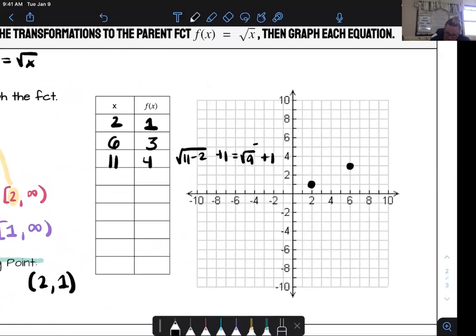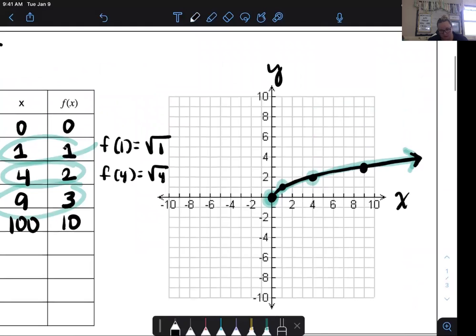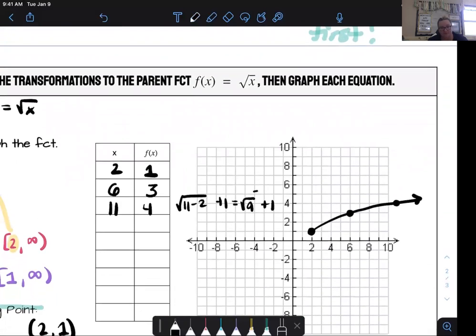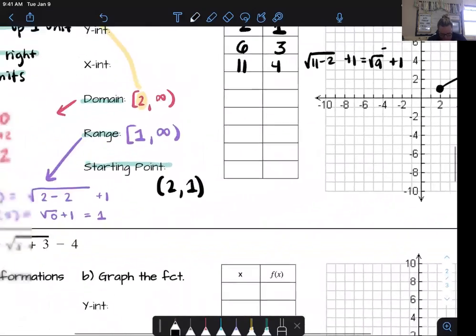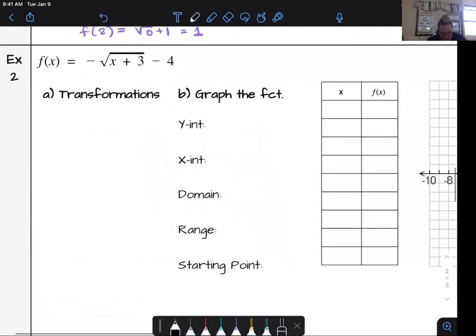And we're going to have 11, 4. And I noticed that the shape of this graph looks exactly like the shape of the graph of our parent function. It just moved to the right and up. All right. Why don't you go ahead and try example 2.